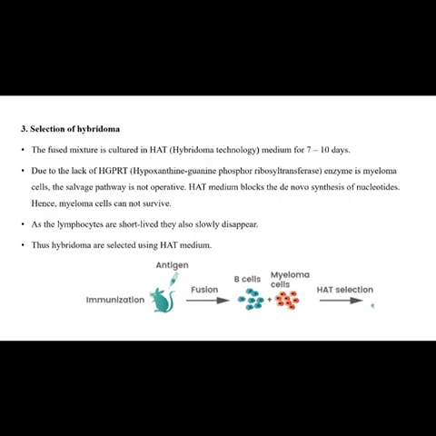Selection of hybridoma. The fused mixture is now cultured in HAT medium for 7 to 10 days. Due to the lack of the HGPRT enzyme in myeloma cells, the salvage pathway is not operative, and HAT medium blocks the de novo synthesis of nucleotides. Hence myeloma cells cannot survive here. As the lymphocytes are short-lived, they also slowly disappear. Thus hybridomas are selected using HAT medium.